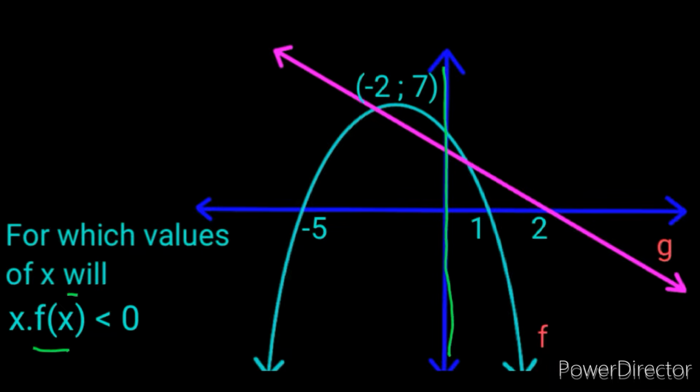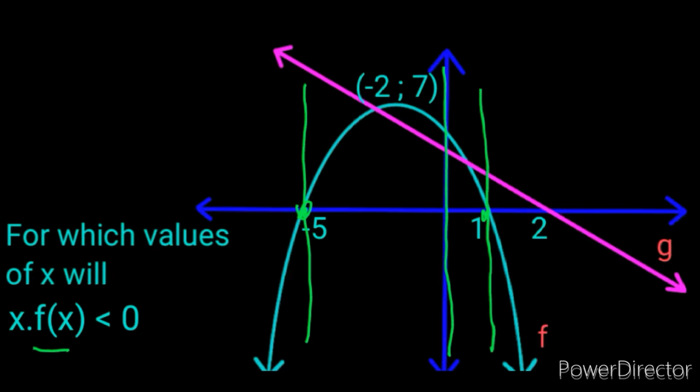In this particular case, we are interested in the x-intercepts of f. f is the parabola, so its x-intercepts are at this point and this point. We have to draw vertical lines that pass through the x-intercepts. So we'll draw vertical lines over there. We have a total of 3 vertical lines.